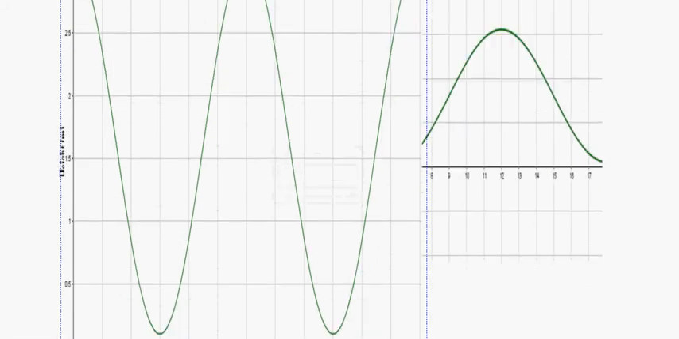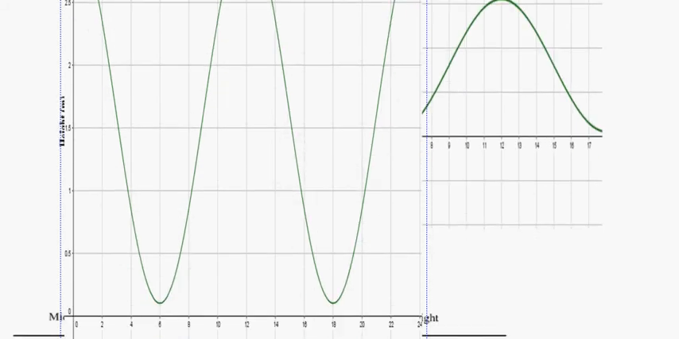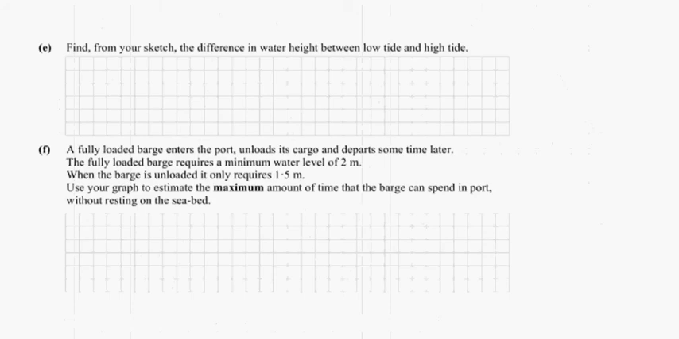Okay, now what's the next question after that, once we draw that graph? From your sketch, find the difference in water height between high and low tide.